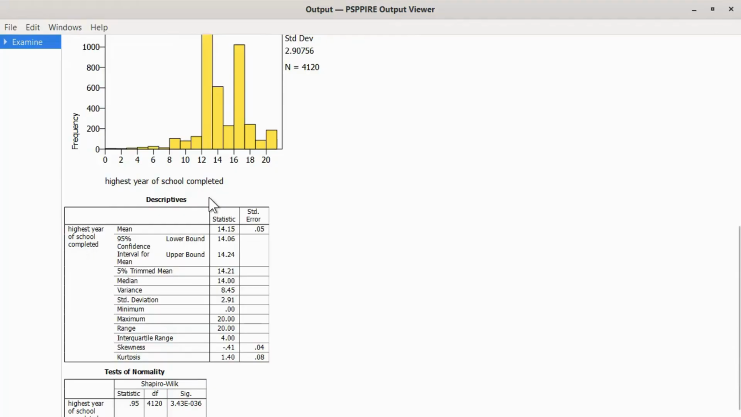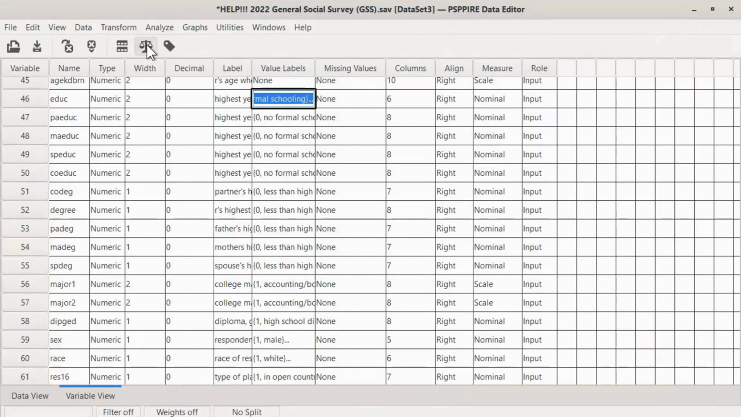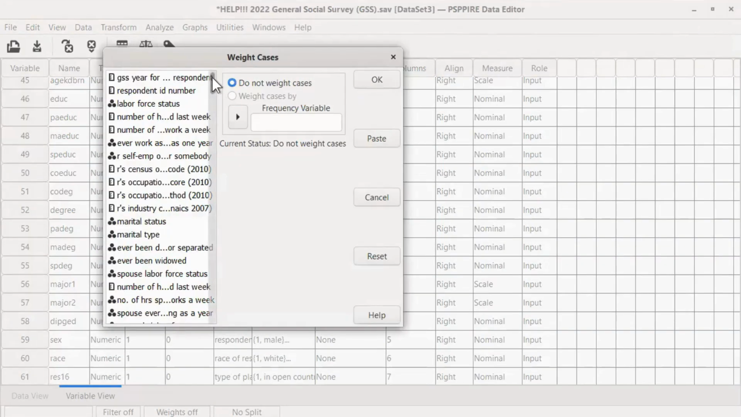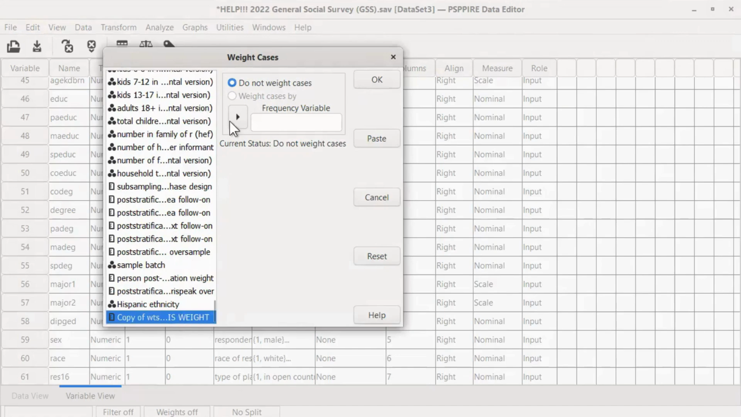But the thing it does give you in Explore is the 95% confidence interval. So this is saying that we're 95% confident the actual mean is somewhere in this range. But we're not, because we don't have our weights on. Oops. Let's turn on our weights. So we'll turn our weights on, all right, so we can be representative of the population.